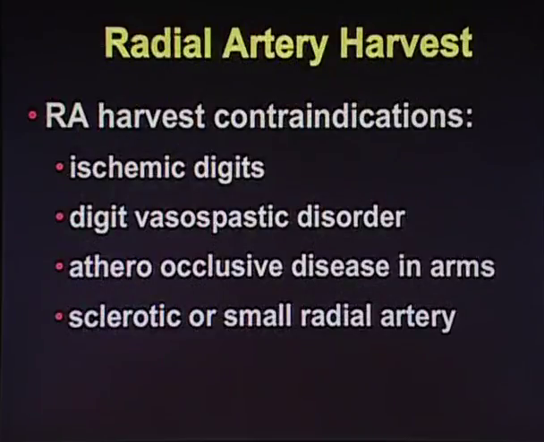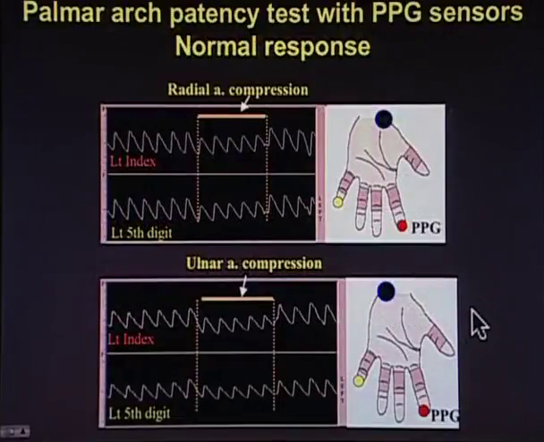Now, the radial artery harvest contraindications are ischemic digits. Also, if there's a vasospastic disorder in the digits, they won't want to harvest the radial artery for that. If there's atherosclerotic disease in the arm, and then also sclerotic or small radial arteries may rule out that being used for the arterial conduit.